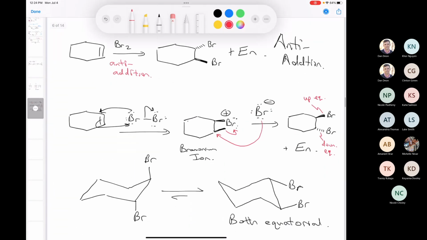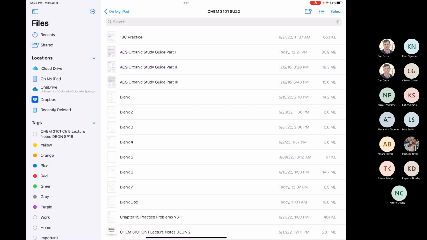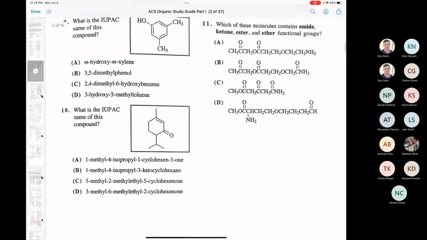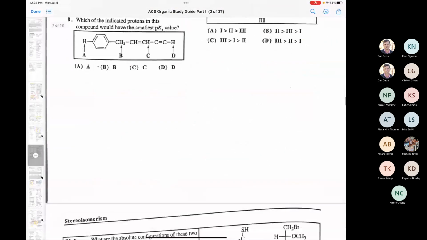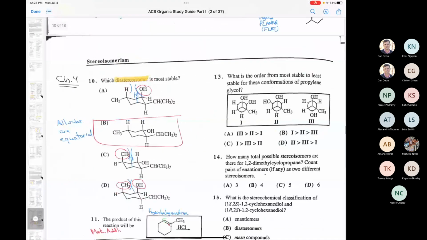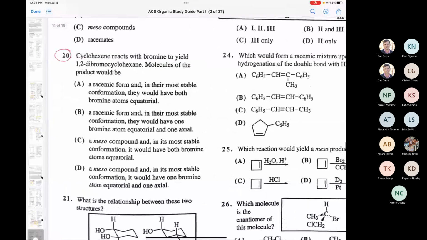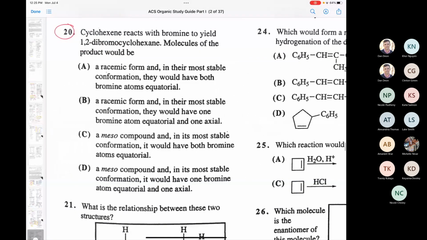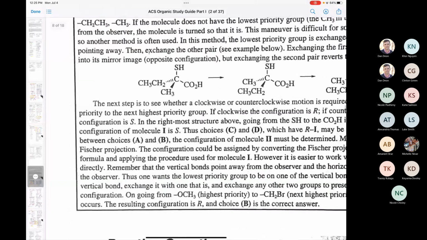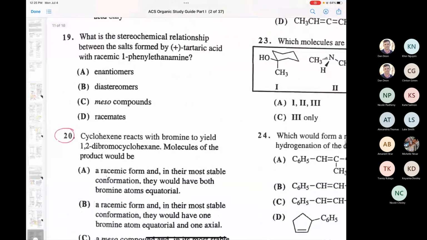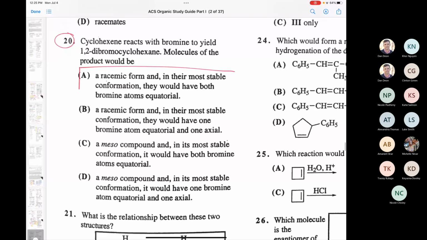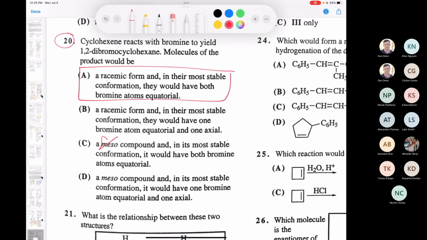And so if we go back to the study guide, and here, let's find that problem again. Somewhere down here. It was question 20, wasn't it? Yeah. So we have racemic, and both bromines are going to be equatorial. It's definitely not meso. And we don't have a situation where one bromine is equatorial and the other is axial. There's a lot of dots you have to connect in that one, but it's certainly a reasonable problem.